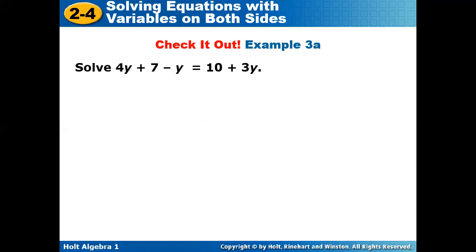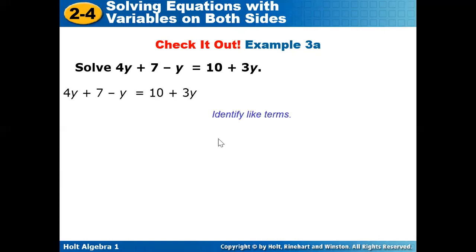Same thing. So pause and give this a try. This is great practice to practice everything that we've learned up to this point. All right. Same steps. Collect our terms and then collect our variables on one side of the equation.